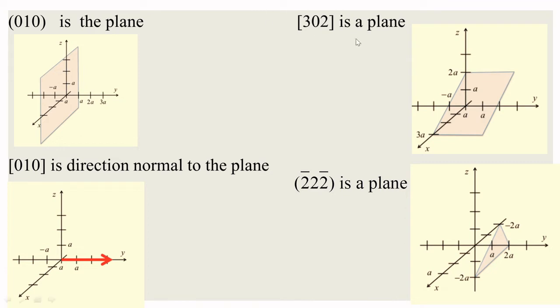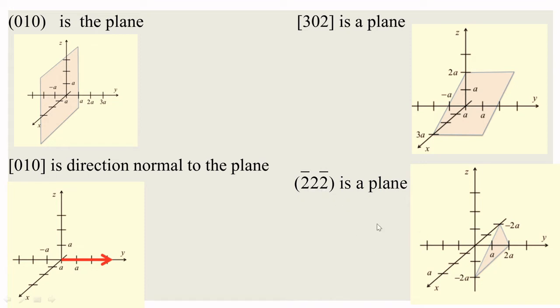If you go for 3, 0, 2, this plane is at the position of x is 3, at the position of y is 0, at the position of z is 2. So it is inclined to the x and z axes. And 0, 1, 0 is the direction which is moving in the y direction. This is a vector which you are interested to find. So that we have drawn for 0, 1, 0. X and z are not represented, 0, 0. That means infinity. So that is minus 2, 2, minus 2.